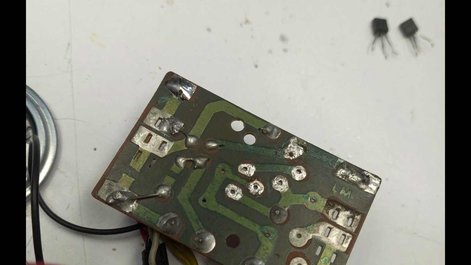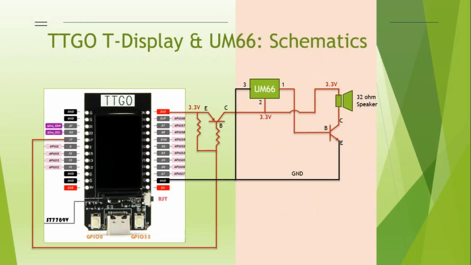I used two transistors, along with the UM66T, and a 32-ohm speaker to build a circuit on a breakout board as shown. The PNP transistor is a BC557 BJT, which is driven by the GPIO17 of the TTGO T-Display board. When the BC557 transistor turns on, the UM66T IC receives power and starts playing the music on the speaker.